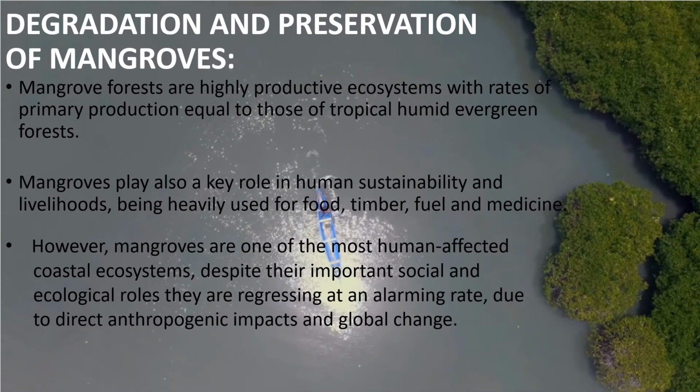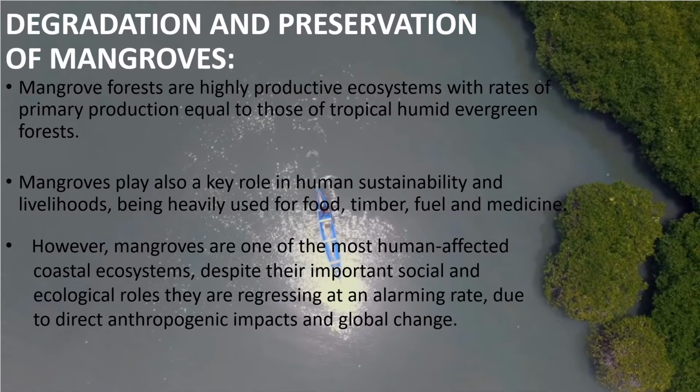The degradation and preservation of mangroves. So, as we continue this topic, we are learning that mangrove forests are highly productive ecosystems with rates of primary production equal to those of tropical humid evergreen forests. They accumulate carbon in trees' biomass, and most of this carbon is lost by decomposition and export to adjacent ecosystems.